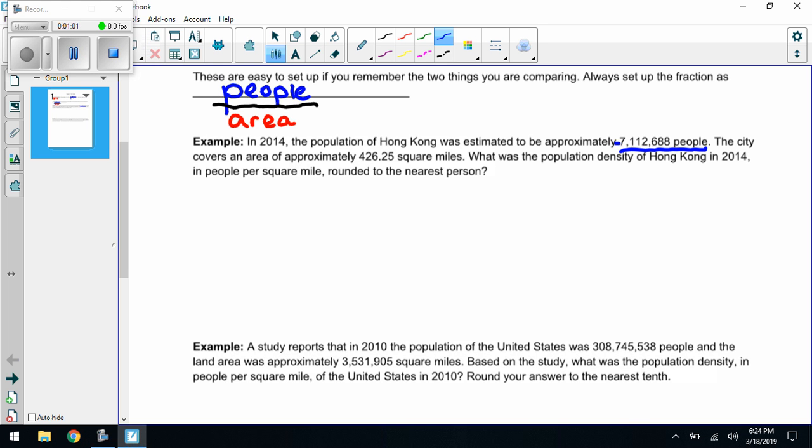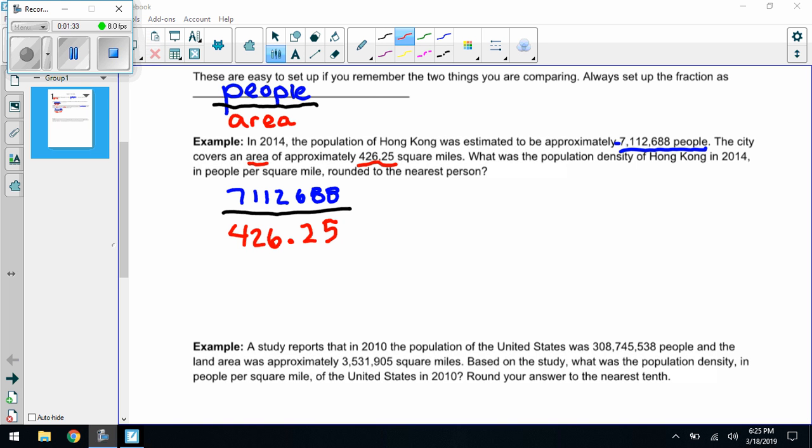The city covers an area of approximately 226.25 square miles. I'm going to underline that number because that represents area, and that's the second thing we're comparing. Question is, what was the population density of Hong Kong in 2014 in people per square mile rounded to the nearest person? So we're going to go back up to what we highlighted in blue and write that number.